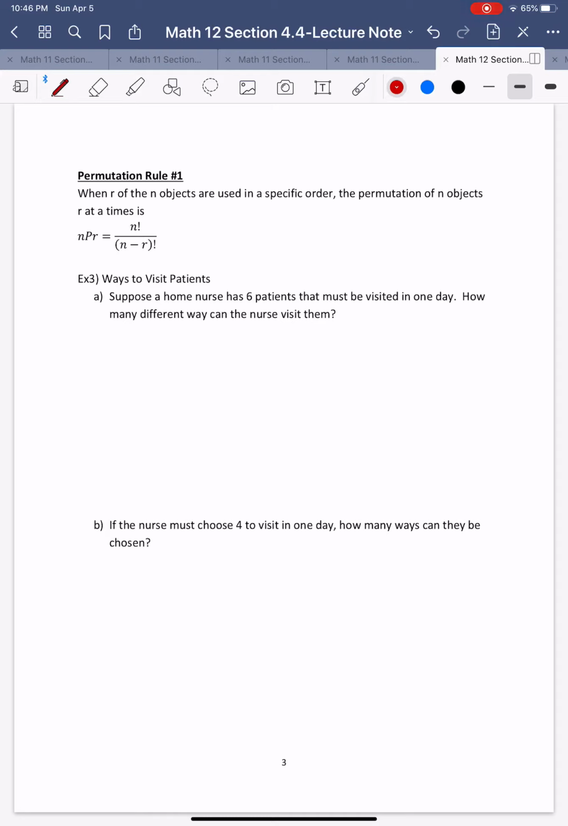Ways to visit the patients. Suppose the home nurse has 6 patients that must be visited in one day. How many different ways can the nurse visit them? So there are 6 patients, right? So at the first visit there are 6 patients, right? But at the second visit now you have 5 patients. Third visit, you have 4 patients. Fourth visit, there's a 5. Oh, sorry, 3.